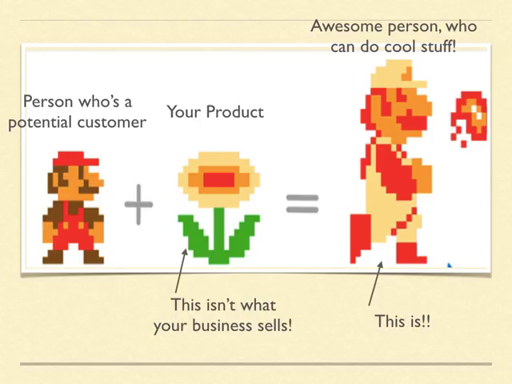Let's look at a fun example. Mario is a potential customer and the fire flower is your product. Many of us stop and try to sell the fire flower. Instead, let's sell the person doing cool stuff. Help the business visualize this is what the benefit can be. That's what you're going for. A person who can contribute to the business and increase their bottom line so that there's a win-win for all.